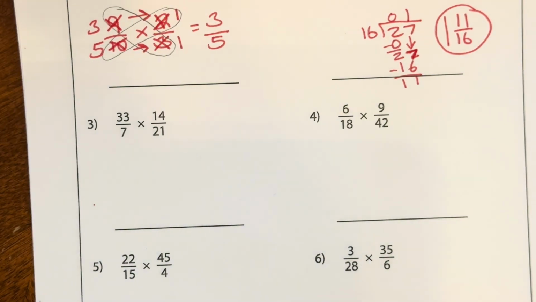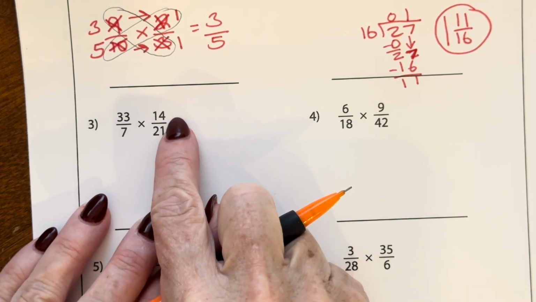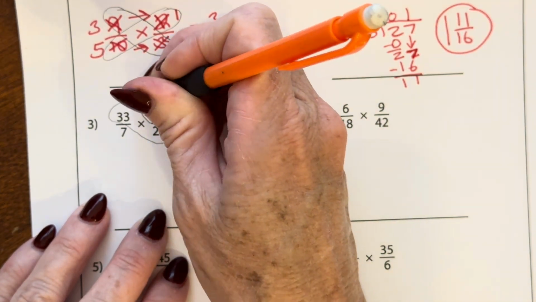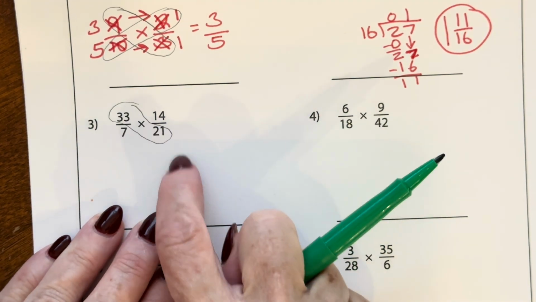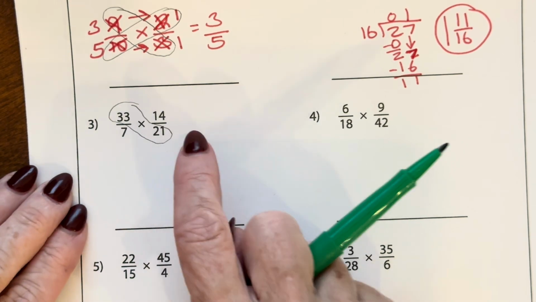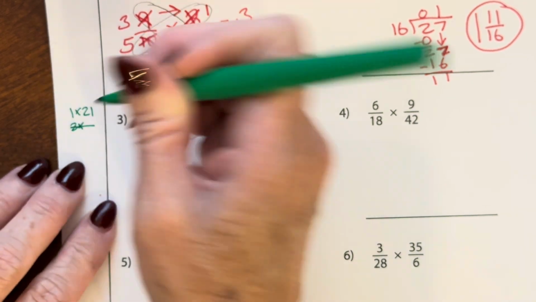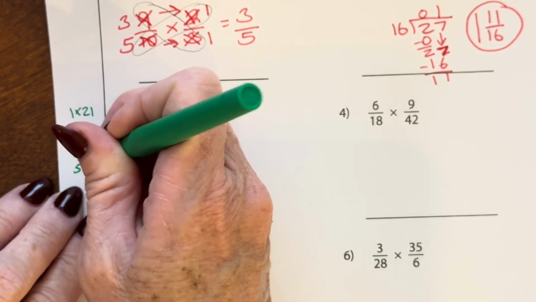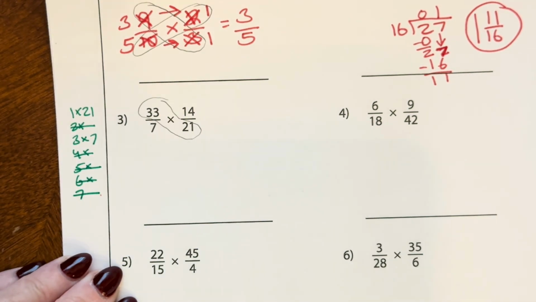Okay, so for our first one, again, 33 times 14 would be really large. So we want to see if we can make it smaller. So what number is a factor of both of these? Well, we could list them for 21. We could come over here and list them and say 1 times 21, 2 times nothing, 3 times 7, 4 times nothing, 5 times nothing, 6 times nothing, and 7's a repeat.